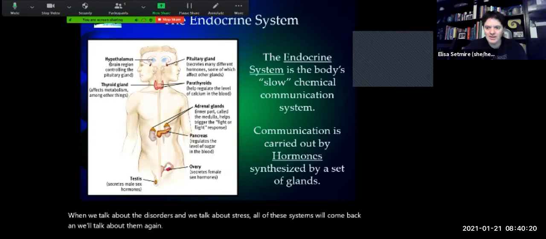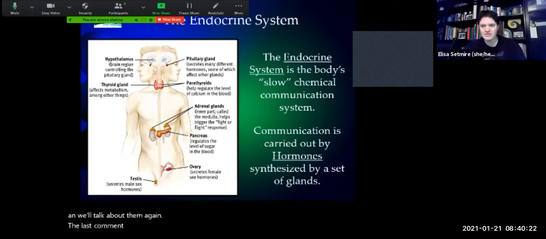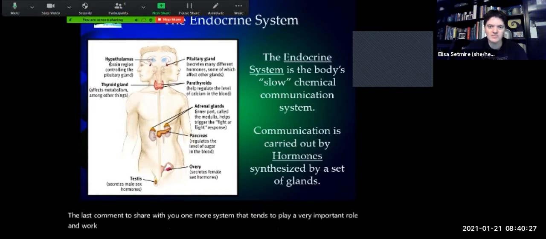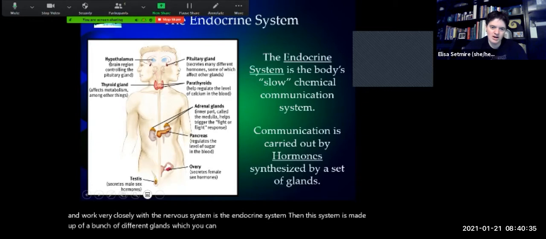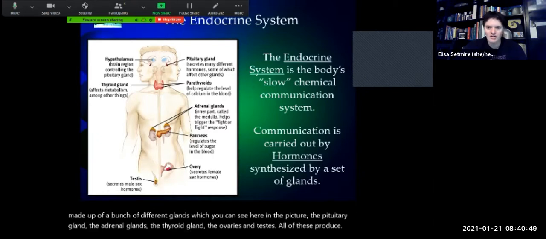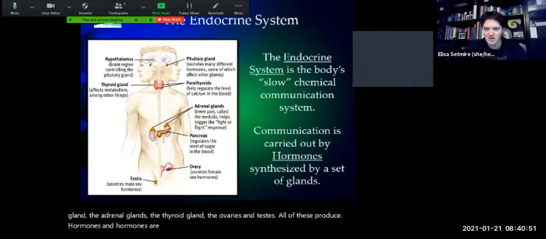The last comment to share with you: one more system that tends to play a very important role and work very closely with the nervous system is the endocrine system. This system is made up of a bunch of different glands, which you can see here in the picture: the pituitary gland, the adrenal glands, the thyroid gland, the ovaries, and the testes. All of these produce hormones. And hormones are our slow communication system within our body.